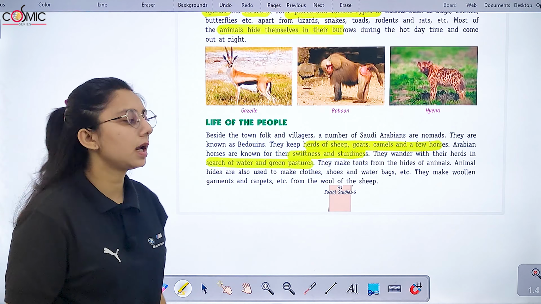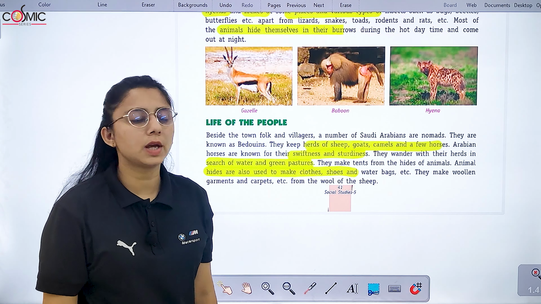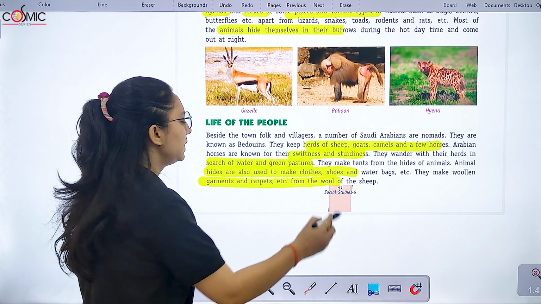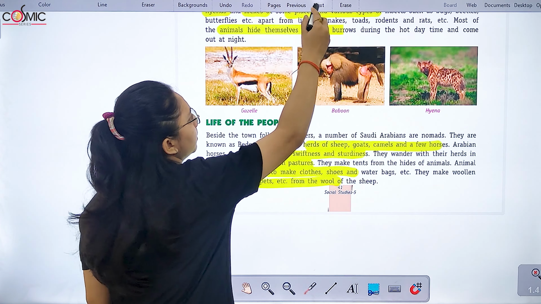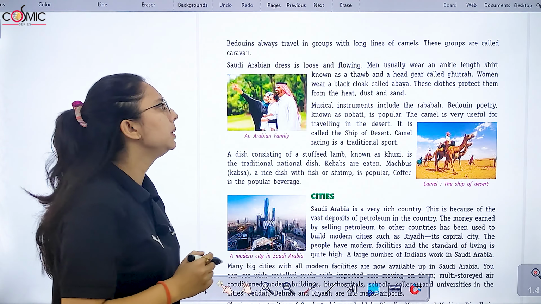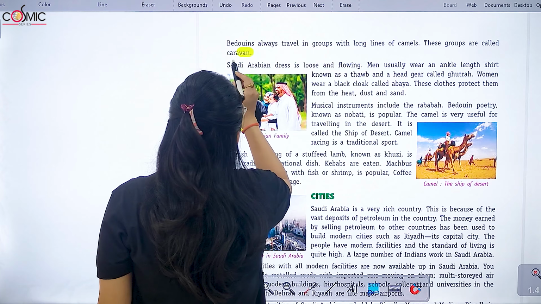They wander with their herds in the search of water and green pasture. वो tents बनाते हैं, hides of animals, and animal hides are also used to make clothes, shoes and water bags. They make woolen garments and carpets. और कहाँ से बनाते हैं? From the wool of the sheep. Now we have Bedouins जो group में travel करते हैं, right? And what we call them, caravan.